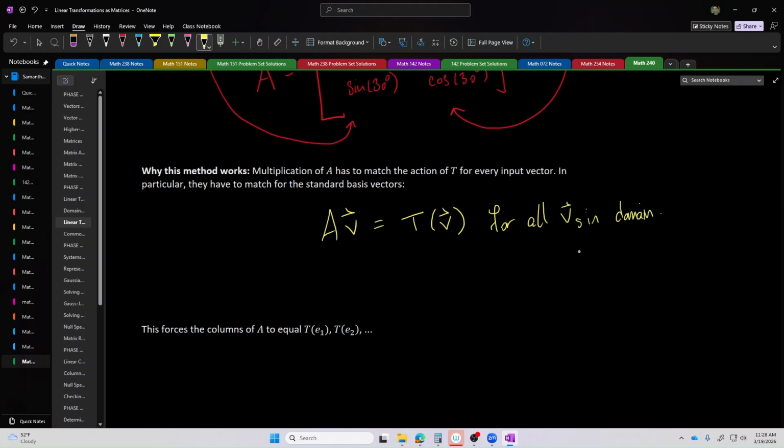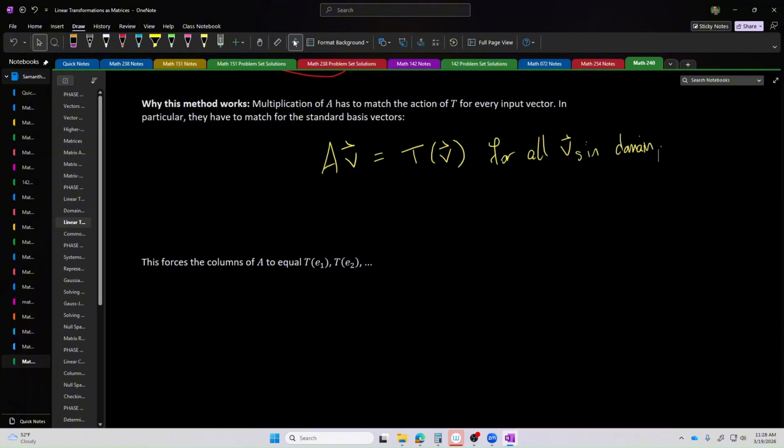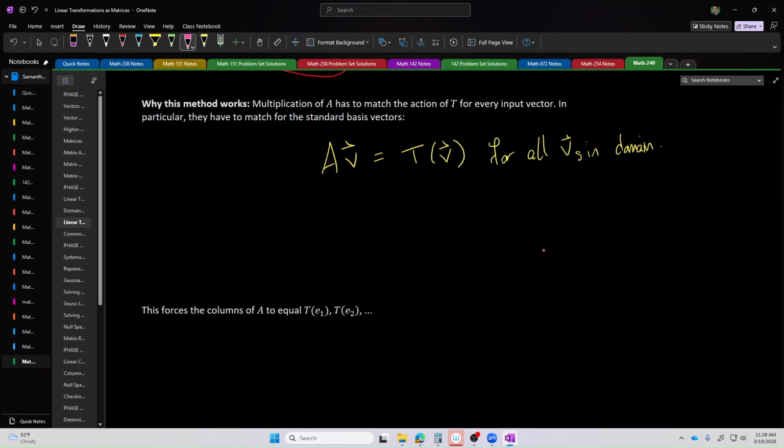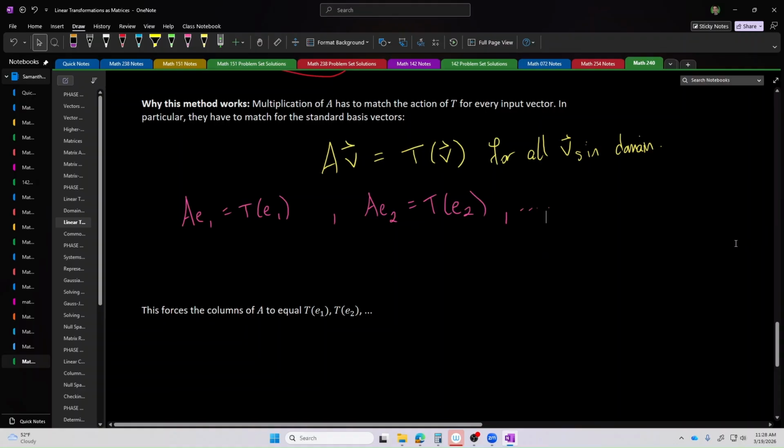If it has to be true for all of the v's in the domain, then in particular, it has to be true for the standard basis vectors in the domain. So for example, A times E1 has to be the same thing as T of E1. A times E2 has to be the same thing as T applied to E2, and so on and so forth for all the standard basis vectors of your domain. Now let's think about what happens when I multiply a matrix, for example, by the first standard basis vector.